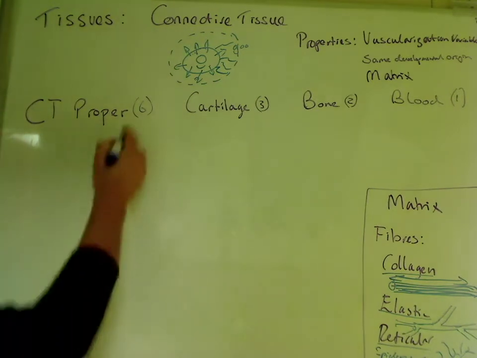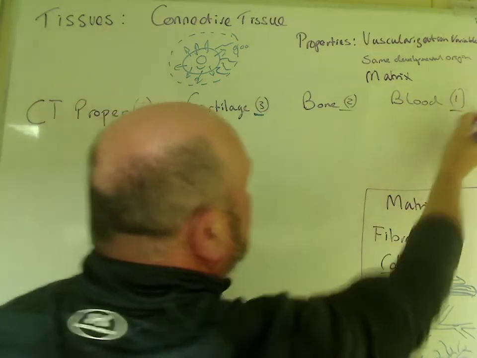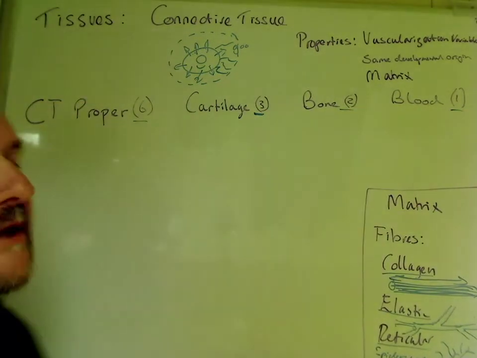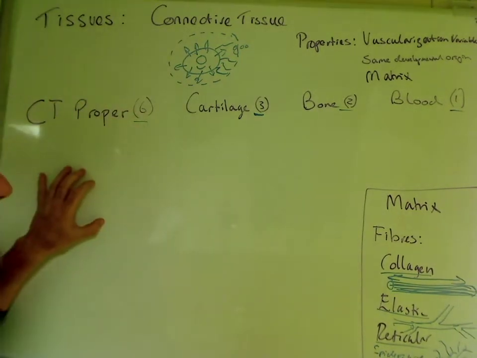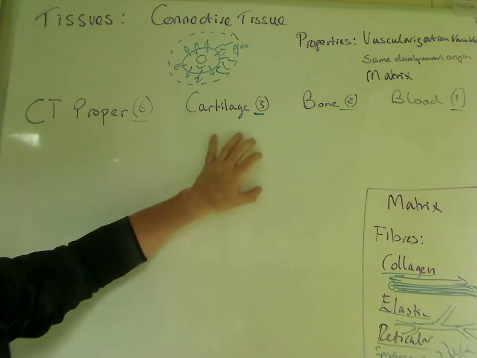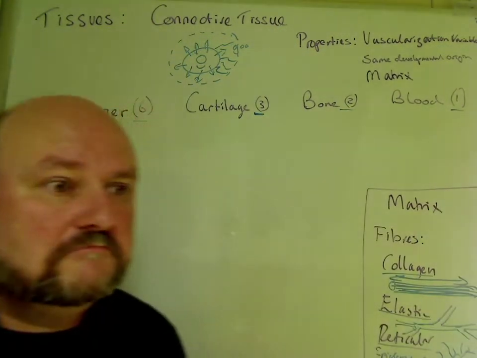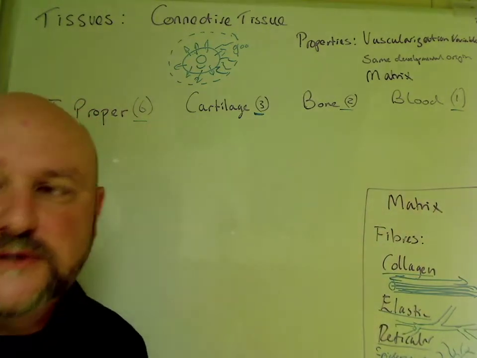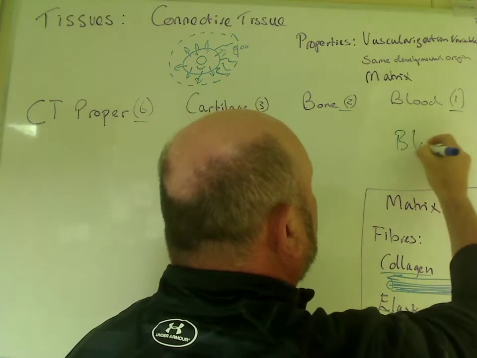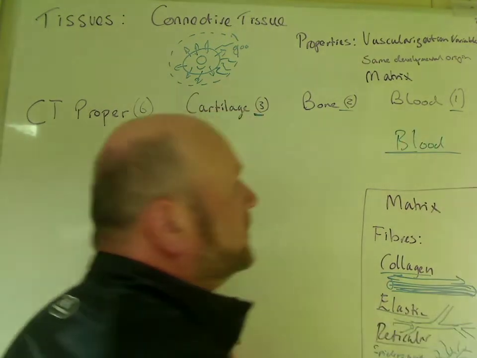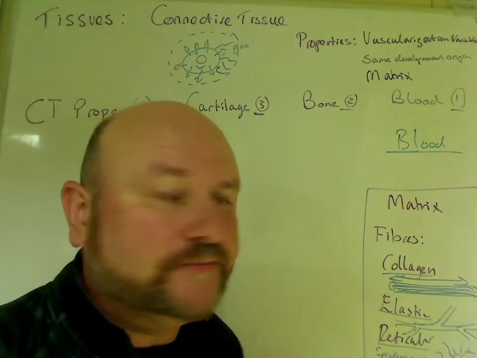Alright, so I've put numbers here next to the major groupings to give you an idea of how many you find in each one. So the first one, we have 6, and it's broken into 2. Cartilage is 3, bone 2, and blood 1. So let's start from the easy and go to the hard. Right, so blood. So it's the only liquid tissue.